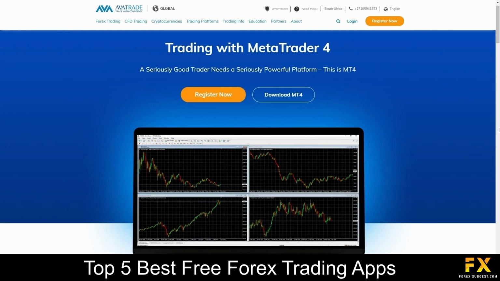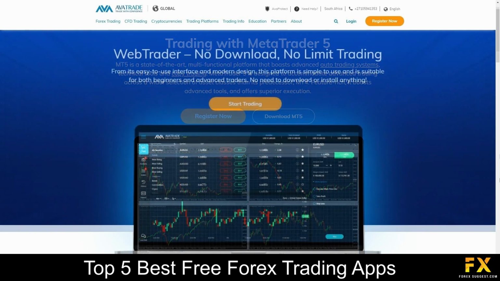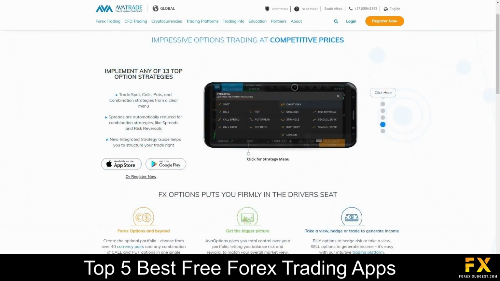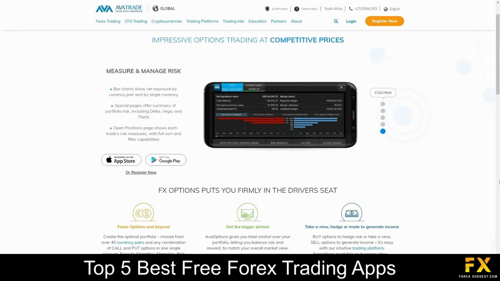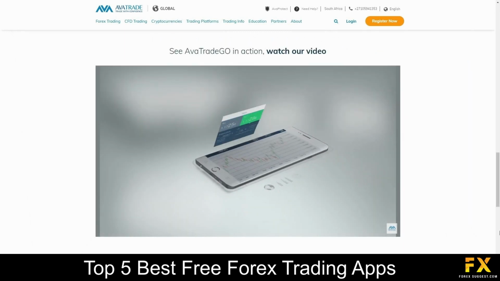Available platforms for accounts are featured on MetaTrader 4, MetaTrader 5, Avatrade's WebTrader, and also features their very own mobile applications known as Avatrade Options and Avatrade Go, which are supported on Windows, iOS, and Android operating systems.